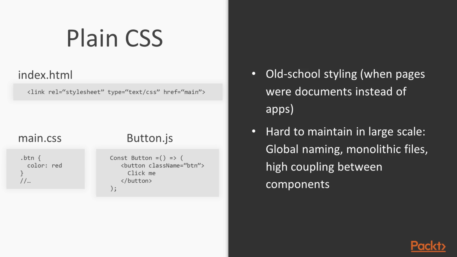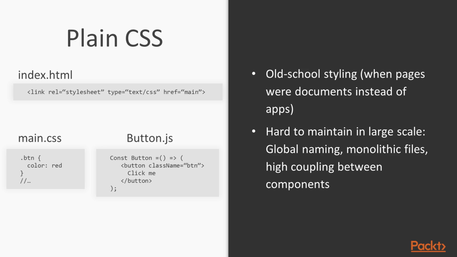So let's start by the most traditional solution, which is just using plain CSS. As I said, this is a very old school styling when pages were documents instead of apps. Basically, it consists of defining just one CSS file that will have all our classes and global stylings and link it in our index HTML. Then we can use those class names in our React components to apply those styles to the different parts of the page.